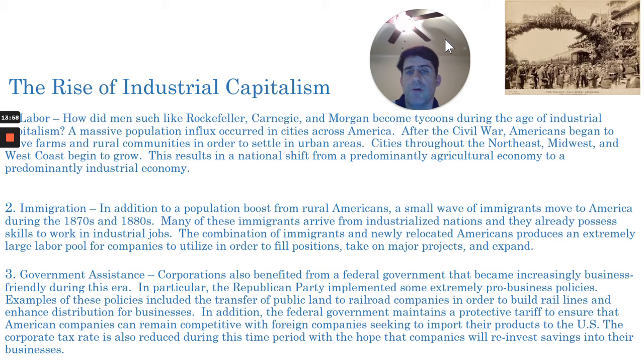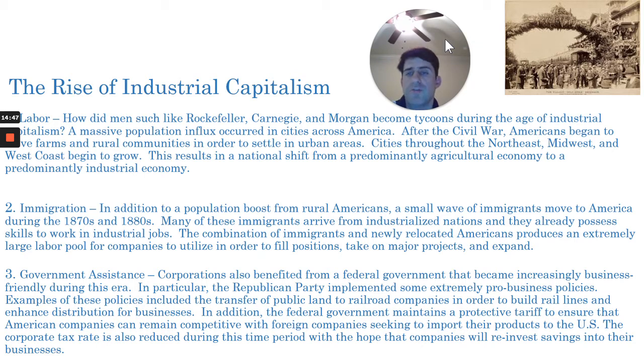There were a lot of people leaving agricultural communities and agricultural jobs in favor of city life and the jobs available in cities, which largely were industrial jobs. It results in a national shift of the American economy from a predominantly agricultural economy, which existed in America through the first half of the 19th century and into the Civil War era, to a predominantly industrial economy, which became the norm in the second half of the 19th century and into the 20th century.